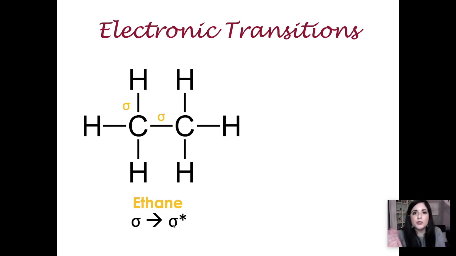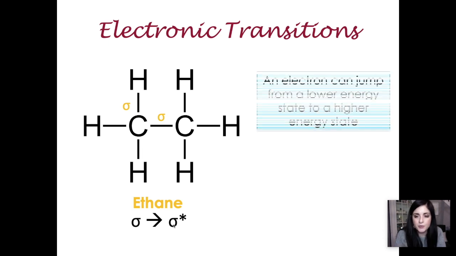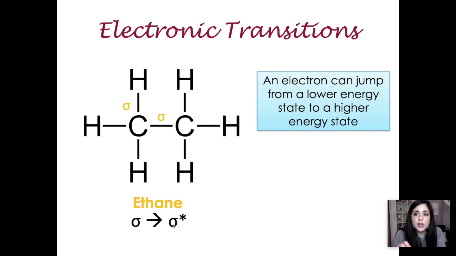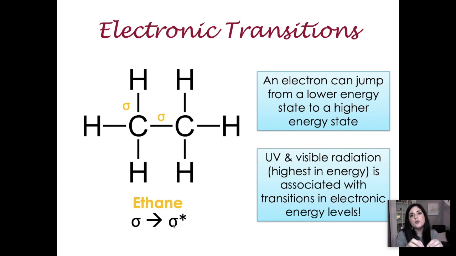Again, just the very basics we're going to do with this, which is what the next part of this slide is. So an electron can jump from a lower energy state to a higher energy state, but instead of jumping up energy levels, they're jumping up in their molecular orbitals. So they're going from a lower energy molecular orbital to a higher energy molecular orbital. And this is always done either using ultraviolet radiation or visible light radiation. And that's because these are the highest in energy.